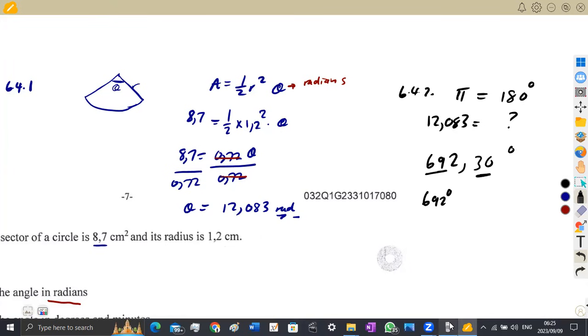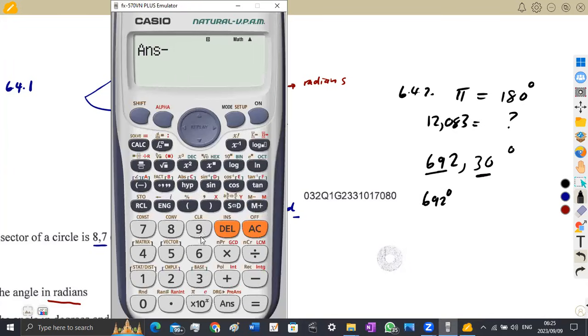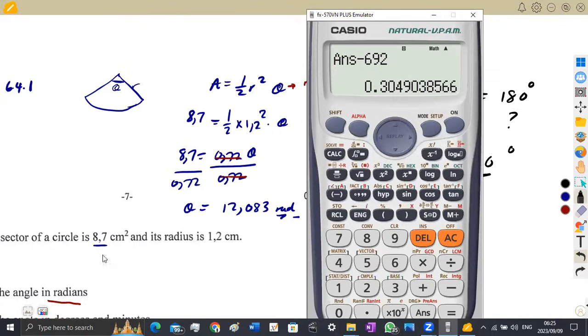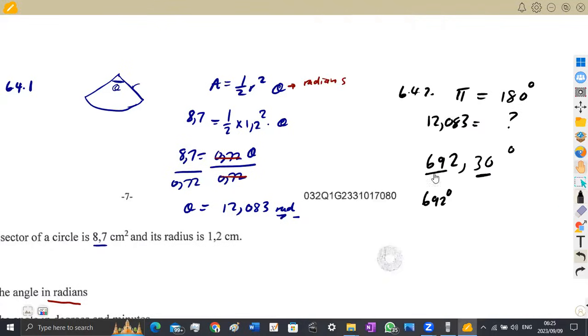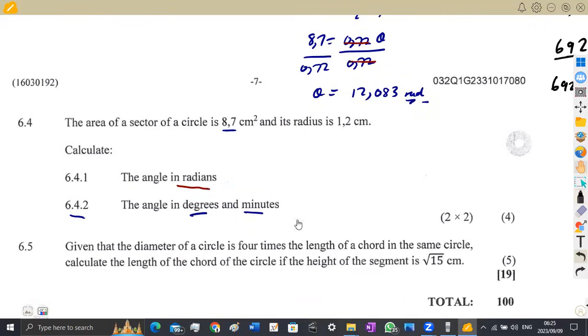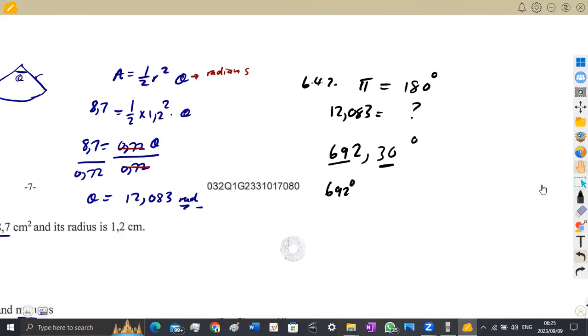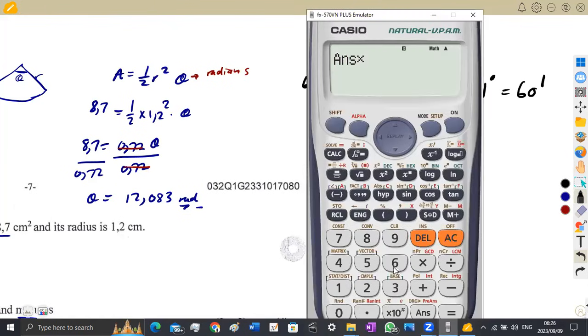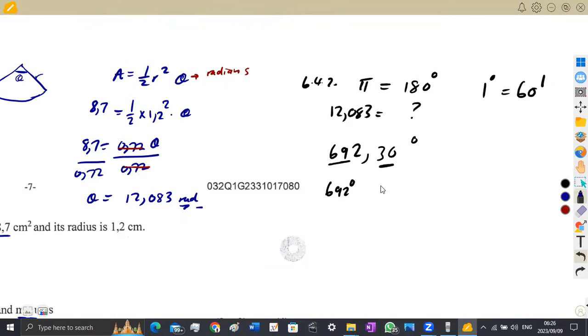So you remain with the decimal. You subtract 692, our complete angle, so that you remain with the decimal, the one you are converting to minutes, because remember it is degrees and minutes, and I explained before that 1 degree is equal to 60 minutes. So we multiply the remaining decimal part by 60, which gives 18.29, which is 18. So we remain with 18 minutes.